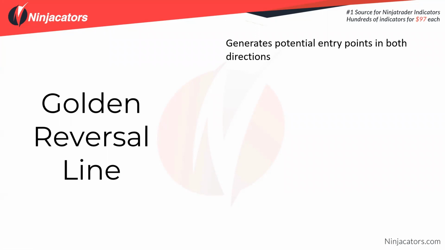So first of all, it generates potential entry points in both directions. A lot of our tools are geared towards futures and Forex. This will work on futures and Forex because it's price action based. Some of our tools are more futures based, and some are more Forex based, but a lot of what you see on futures, you'll see on Forex as well. Some, for instance tick generation, are obviously just futures based. But at any rate, the golden reversal line is going to show you entries in both directions.